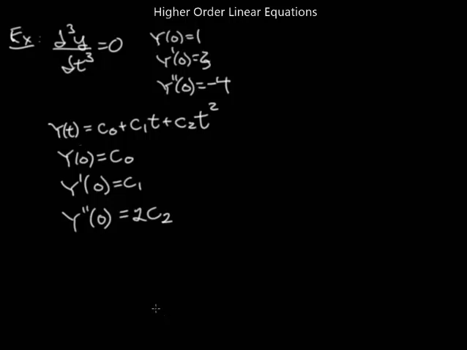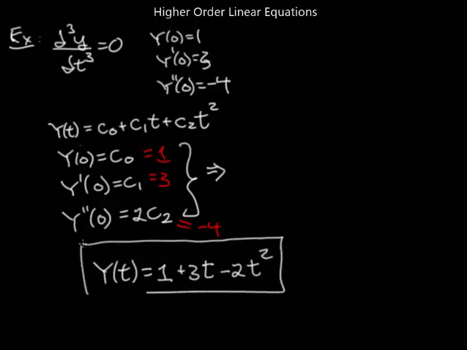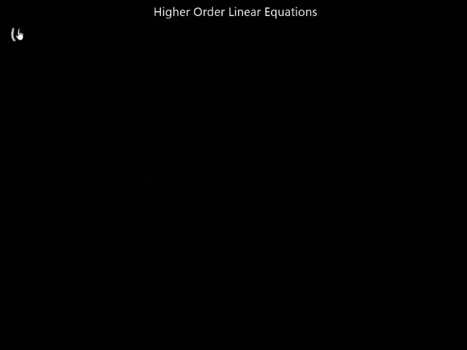And y double prime of 0 is, when you take the second derivative, you get 2c2. And you set those equal to the desired 1, 3, and minus 4, and conclude that the unique solution with the given initial values is, well, let's see, c0 has to equal 1, c1 has to equal 3, and 2c2 has to equal minus 4. So that is to say c0 is equal to 1, c1 is 3, and then c2 is equal to minus 2. So this solution with the given initial values is 1 plus 3t minus 2t squared.